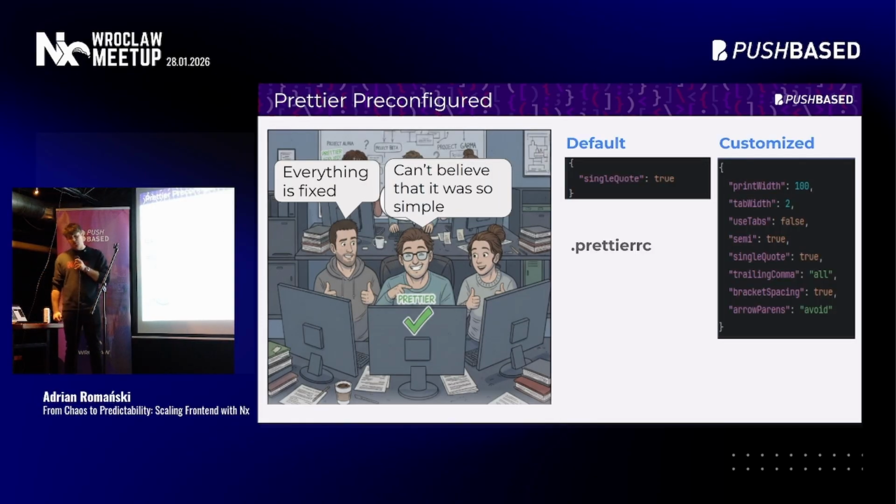And Nx comes with a pre-configured Prettier. This is like the default config. You have the single quote config at the beginning, so you can fix it with one command. If you want to extend the config, this is very simple, like put in a few fields, and it's fixed. Cool. What else is Nx solving for us?